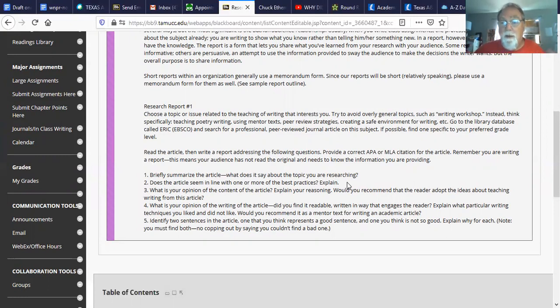And then I want you to identify 2 sentences in the article, one that you think is a good sentence and one that you think's not so good a sentence, or an ineffective sentence. And no copying out and saying, oh, they're all good.